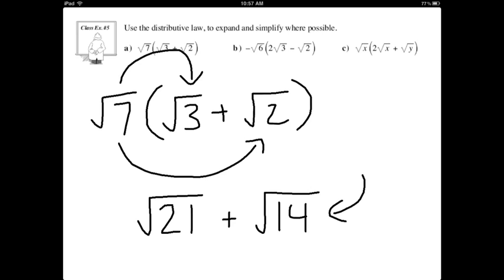Unfortunately, there's no way you can simplify these, because of course you need a perfect square to turn them into mixed radicals. There are no perfect squares that you can find in either 21 or 14.